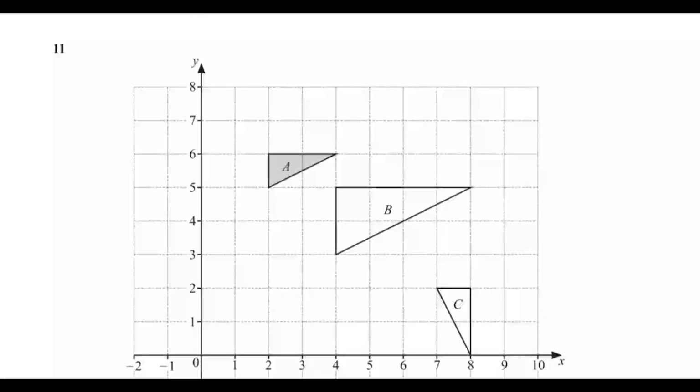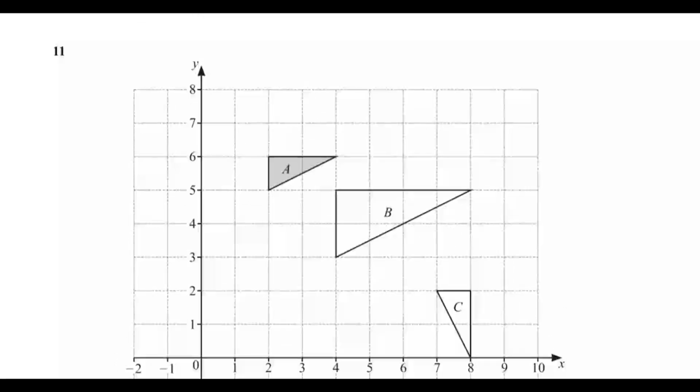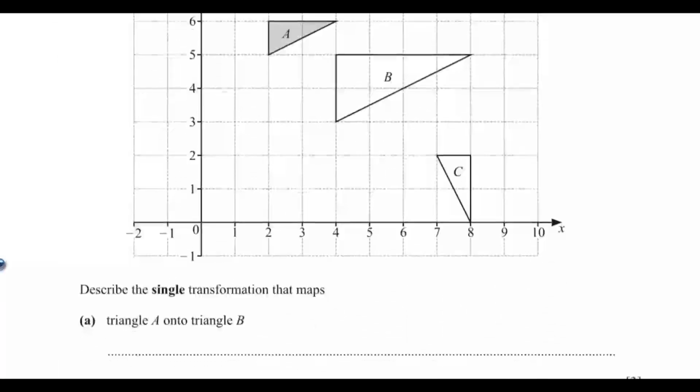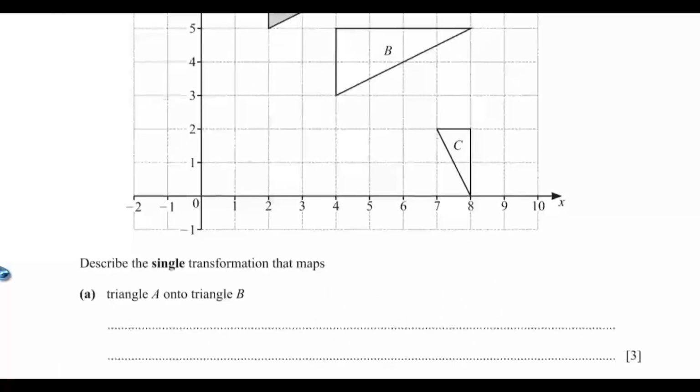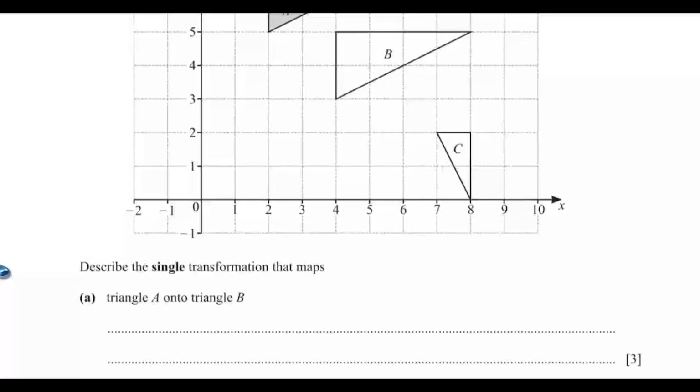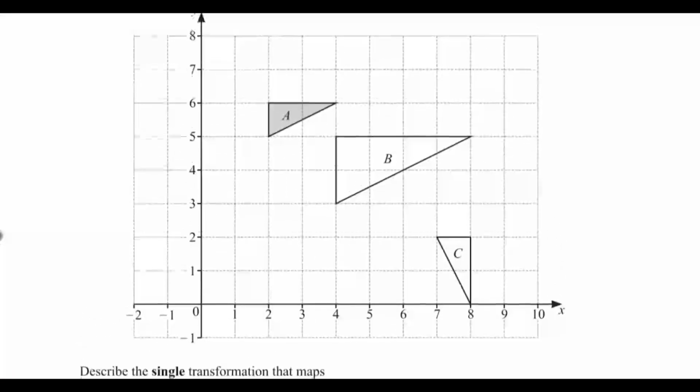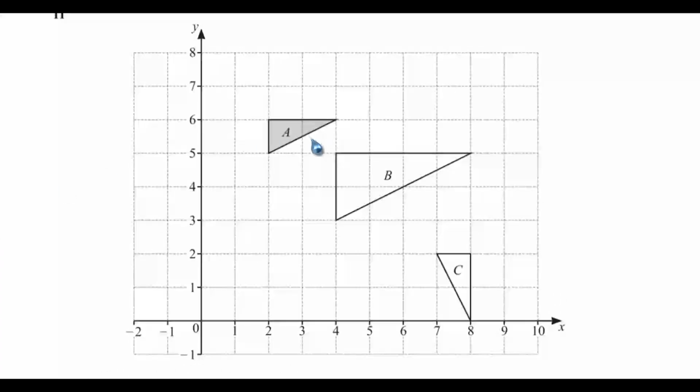This is question 11, paper 0580/21, May/June 2023. Describe the single transformation that maps triangle A onto triangle B. This is triangle A and this is triangle B. So by normal practice, we are going to label the shape and the image. Triangle A is the object, while triangle B is the image.